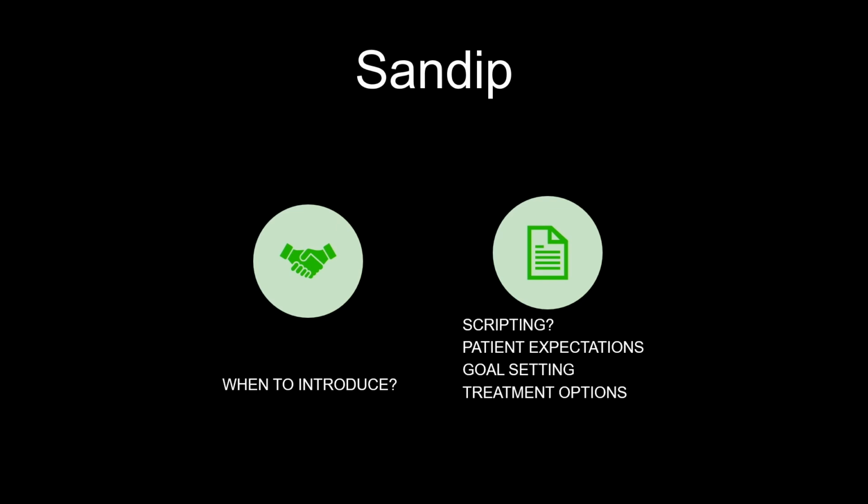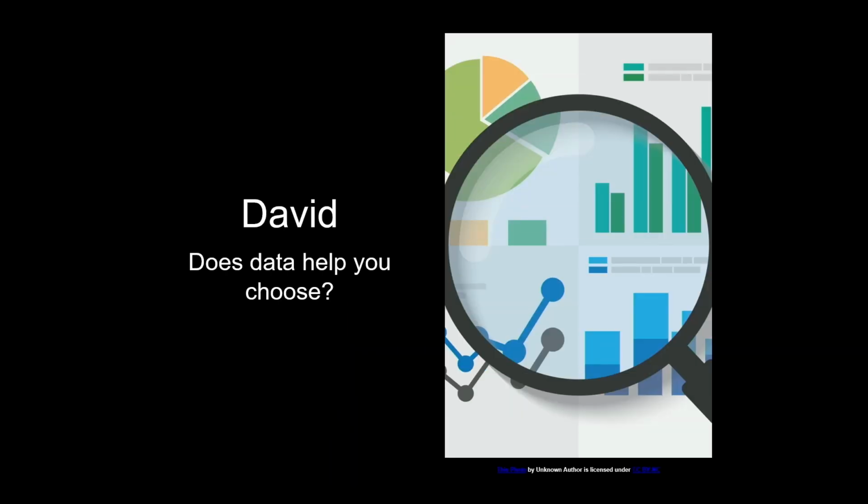So I'm going to push this along a little bit so we can get to the meat of all of this stuff. But does data help you choose, or how do you choose what thing for what patient? I guess we'll talk about this in the cases, because there are specific examples for why we choose one over the other.